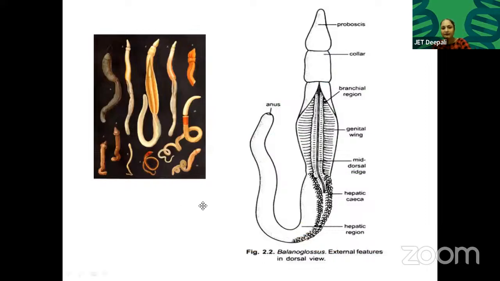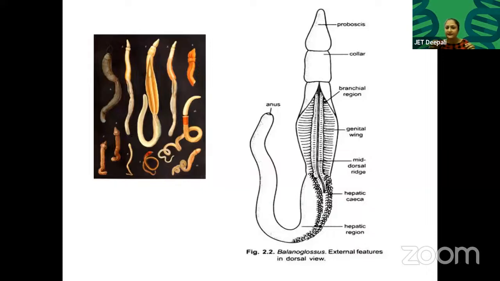You can see Balanoglossus has a tongue-like appearance. Just this part is like a tongue, so they are called tongue worms. This is the real image and this is a diagram. You have to draw a diagram like this. The first part is the proboscis, the second is the collar, which is the neck part, and the remaining part is the trunk.